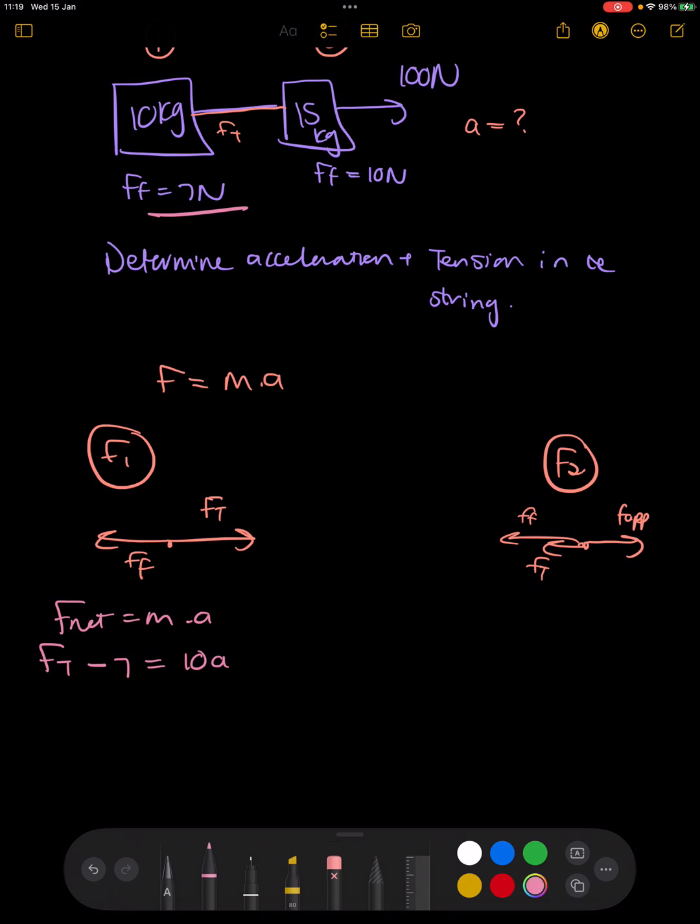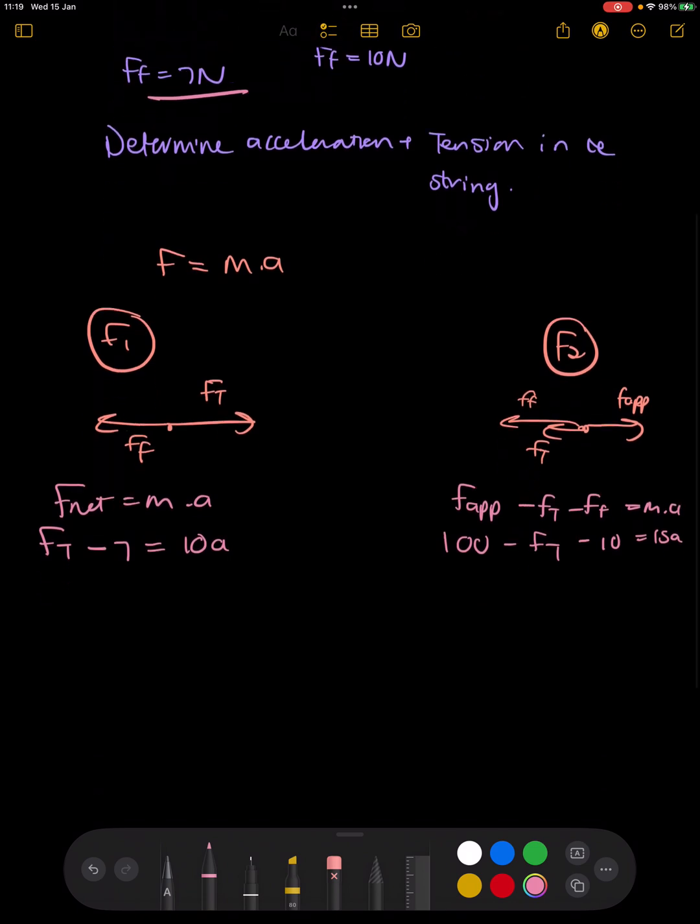So let's work out the equation for the second block. Here we're going to say F applied minus my F tension minus my force of friction is equal to mass times acceleration. My applied force is 100 newtons. My tension force is unknown. My friction force they gave me is 10 newtons. My mass is 15, and my acceleration is unknown.